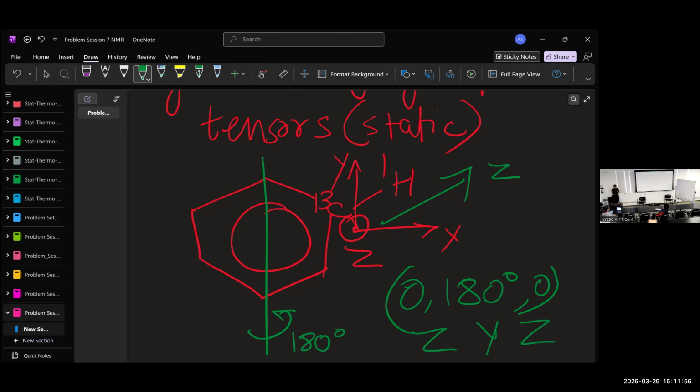Is my question making sense? I guess it is not, because I think I'm mixing up two tensors. So you're doing z is now around the CH line. For the dipole tensor, okay.